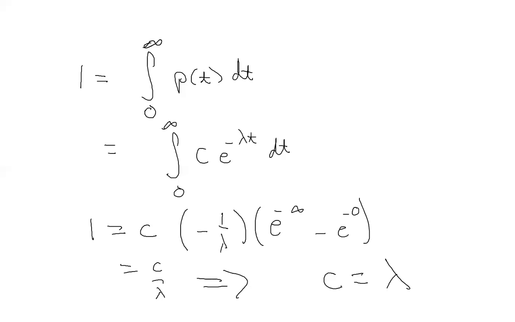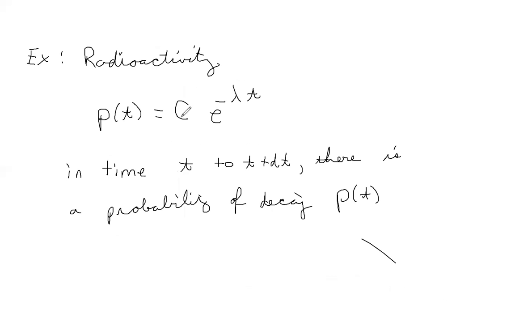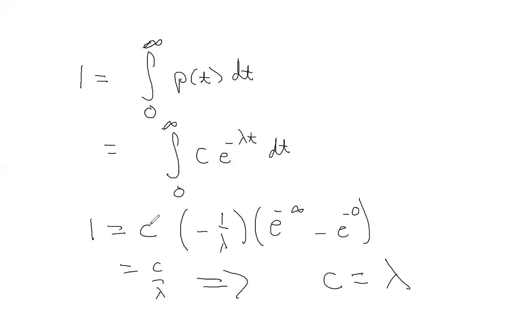Okay? So a lot of times distributions are quoted with an overall coefficient. By fixing the normalization, you can always relate that coefficient to the other parameters of the distribution. All right, so using that, I can rewrite P of t and say that that's lambda e to the minus lambda t.